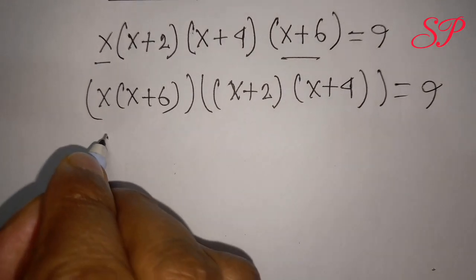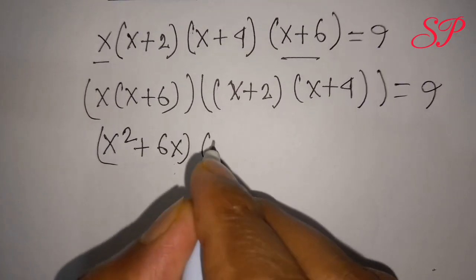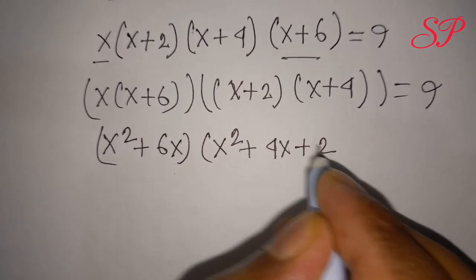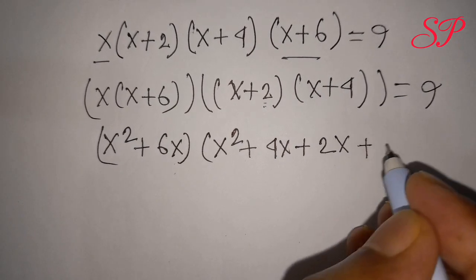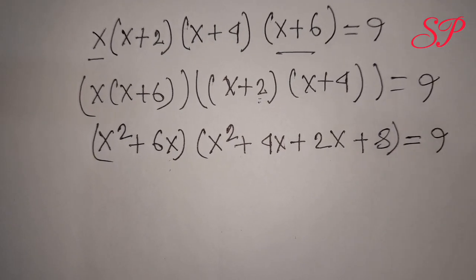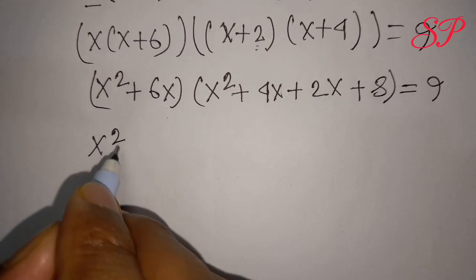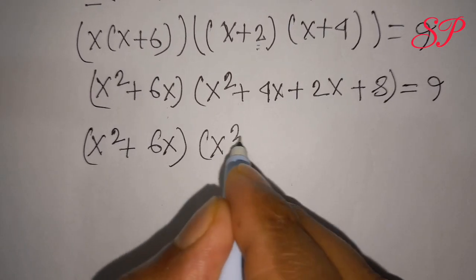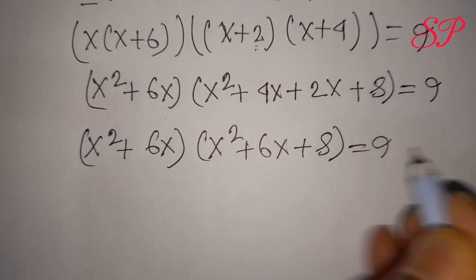Then multiplying, we get x square plus 6x, and x square plus 4x plus 2x plus 2 times 4, which is 8, is equal to 9. Then we can write (x square plus 6x) times (x square plus 6x plus 8) is equal to 9.